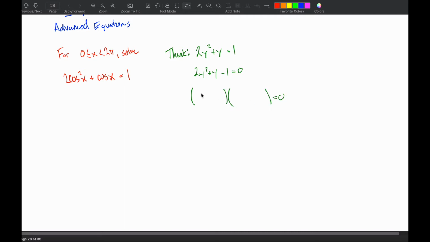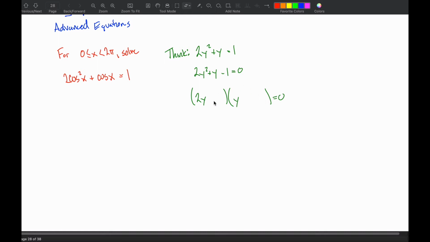With numbers as small as this, you can just do a guess and check method, where you're like, well, I need 2y squared, so I better throw a 2y here and a y here. And then the number that I put here and the number that I put here, when I multiply those together, they have to give me -1. So I'm going to need a +1 and a -1. But I have to be careful where I put them.